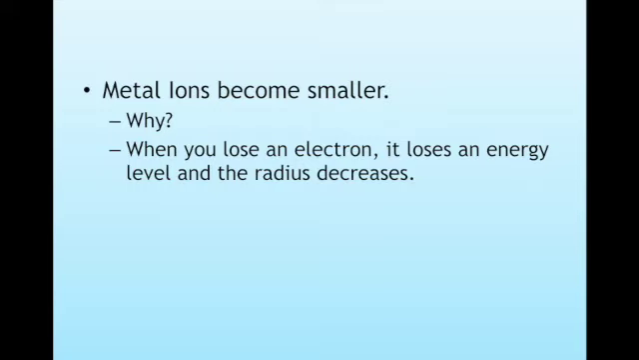Cations are positive. Why are they positive? Because they lost electrons. So when I said that cats are small, it's an easy way for you to remember that metal ions that are cations are going to become smaller than their original atoms. Why? You lost an electron, it loses an energy level. That's really it. I think that's kind of common sense. You lost the electron, it's going to get smaller.